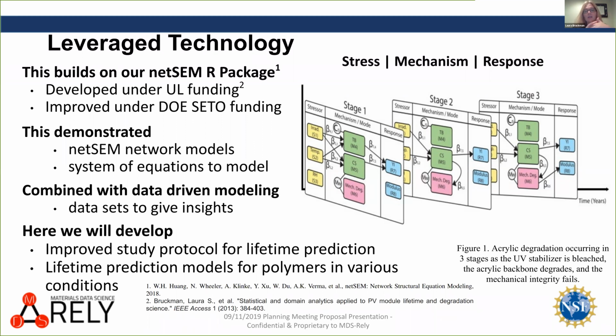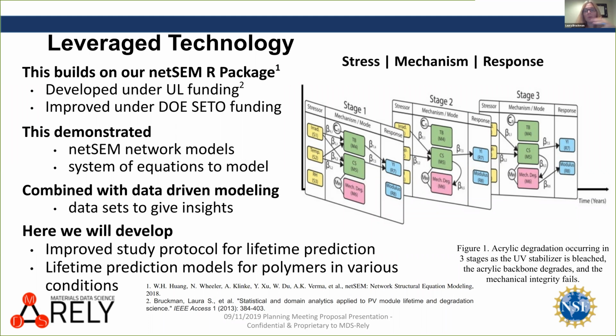So the figure here shows, in this case, an example of a Tinuvin stabilized acrylic polymer. There's irradiance and temperature as stressors, and they both cause Tinuvin bleaching as well as chain scission, which are the two green boxes. And as the Tinuvin is bleached, that causes chain scission and leads to mechanical degradation in stage 2. And in stage 3, that leads to a modulus change or basically failure in this acrylic material.